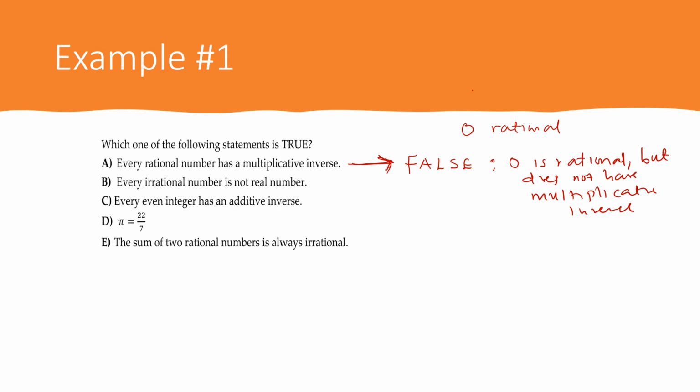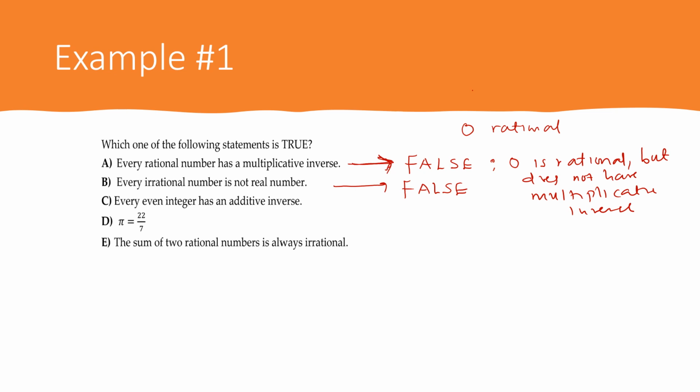Okay. Now, B is, every irrational number is not a real number. Is this statement true? This is also false, because we know that every irrational number is a real number, right? So this is also false.